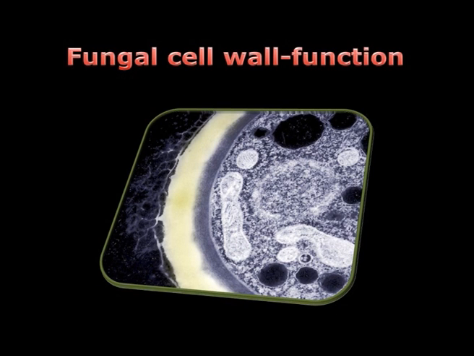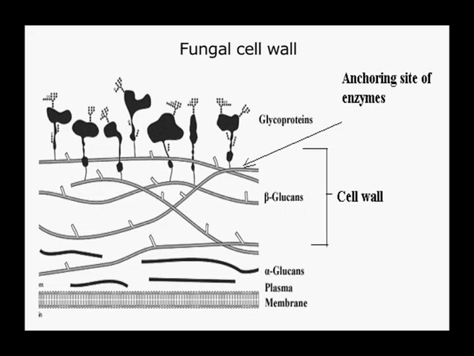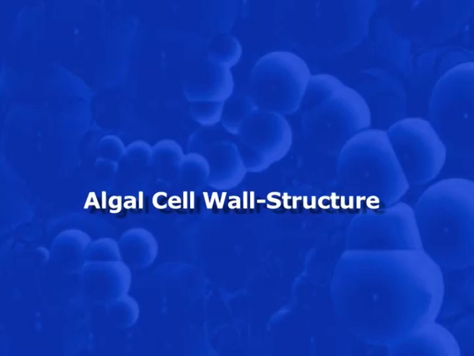Fungal cell wall function. With such composition and alignment of the components, the fungal cell wall renders some functions. It is the attachment site for some of the enzymes. It interacts with the neighboring cell. It protects the cell, gives a mechanical barrier, and it gives shape to the cell.